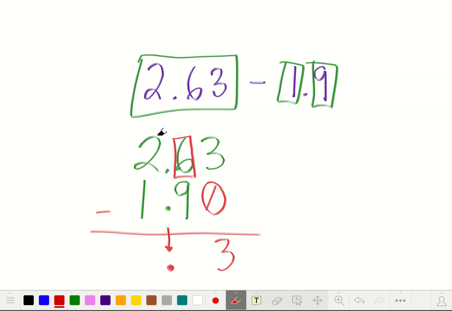We're going to go over to the ones over here, and we're going to regroup one whole from here. So right now we're left with one whole. Over here, we're going to take that one whole and rename it as 10 tenths. So this is now going to be 6 plus 10, which is 16 tenths. Maybe some of your teachers in the past taught you to just put a 1 in front of that 6. In my class, I want to see you rewrite that 16 tenths on the top like that. That's how you're going to get full credit on these kind of problems.